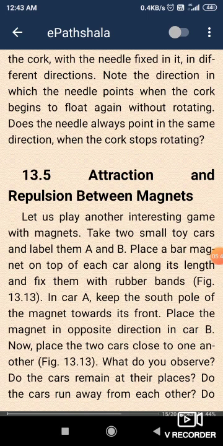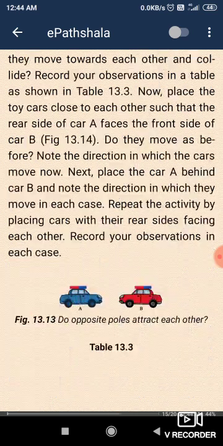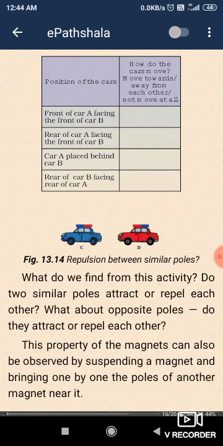Next, attraction and repulsion between magnets. Repulsion between two poles: similar poles of two magnets repel each other. It is called repulsion. Magnetic effect can pass through screens. Magnetic influence can pass through screens of some substances like cloth, plastic, paper, glass, etc.